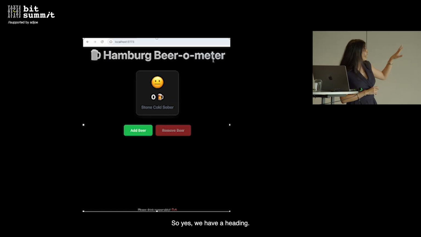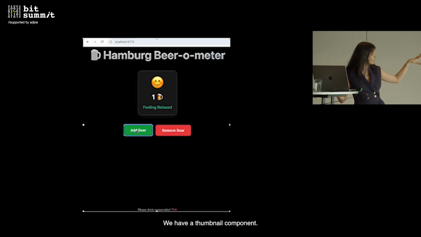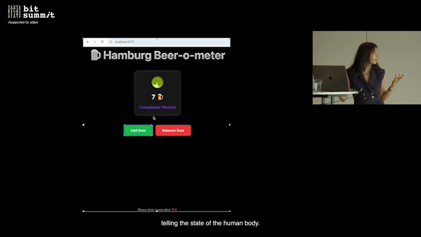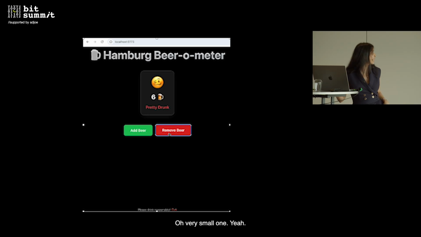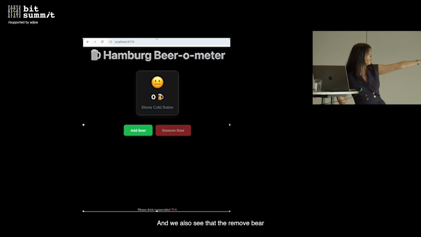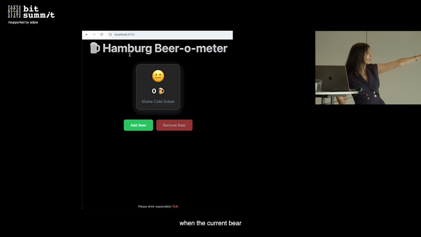So yes, we have a heading. We have a thumbnail component. We have two components, an add beer button and a remove beer button. And as we are clicking on this component, it's just updating our thumbnail, telling the state of the human body. Very small one, yeah. So remove beer, yes, add beer, remove beer, add beer, perfect. And we also see that the remove beer button is going to a disabled state when the current beer consumption is 0.